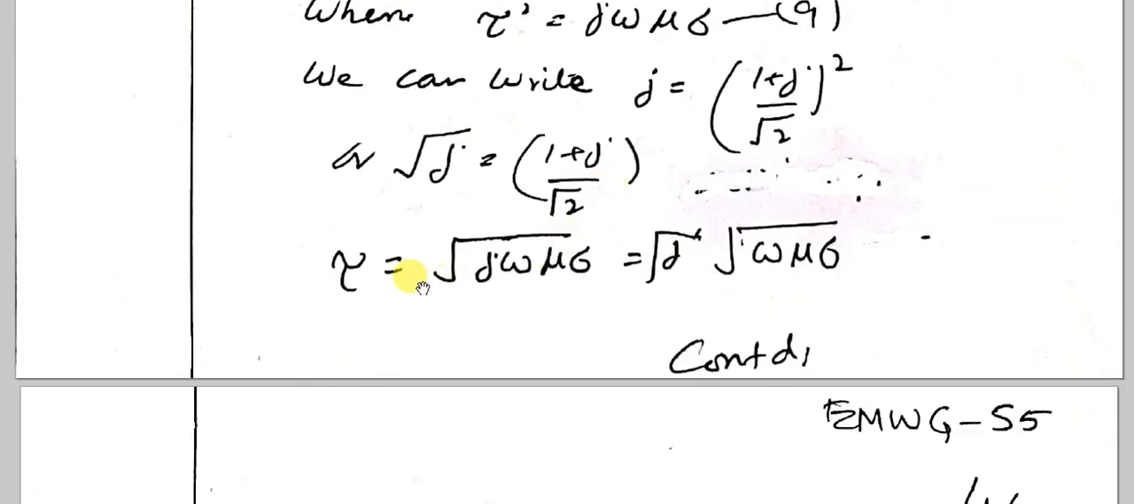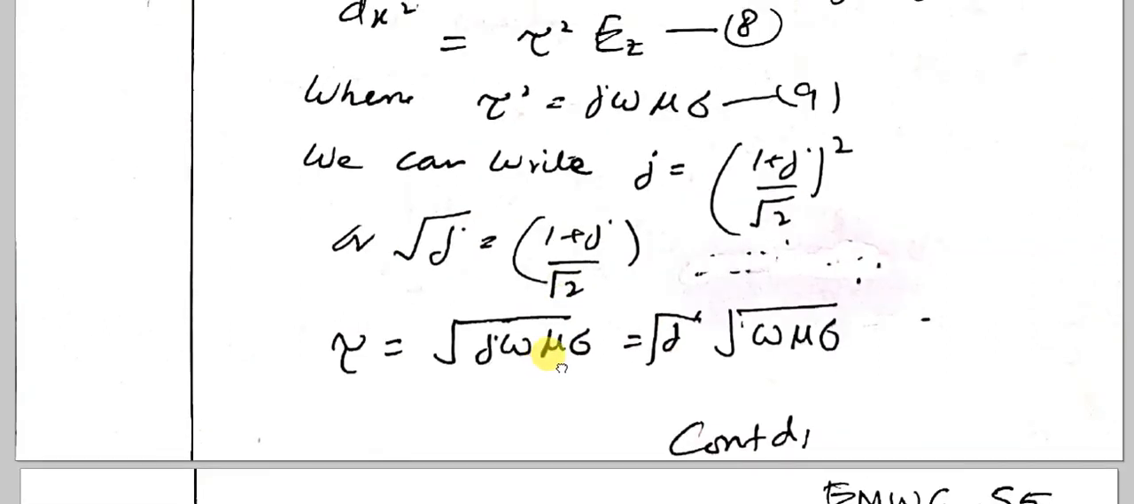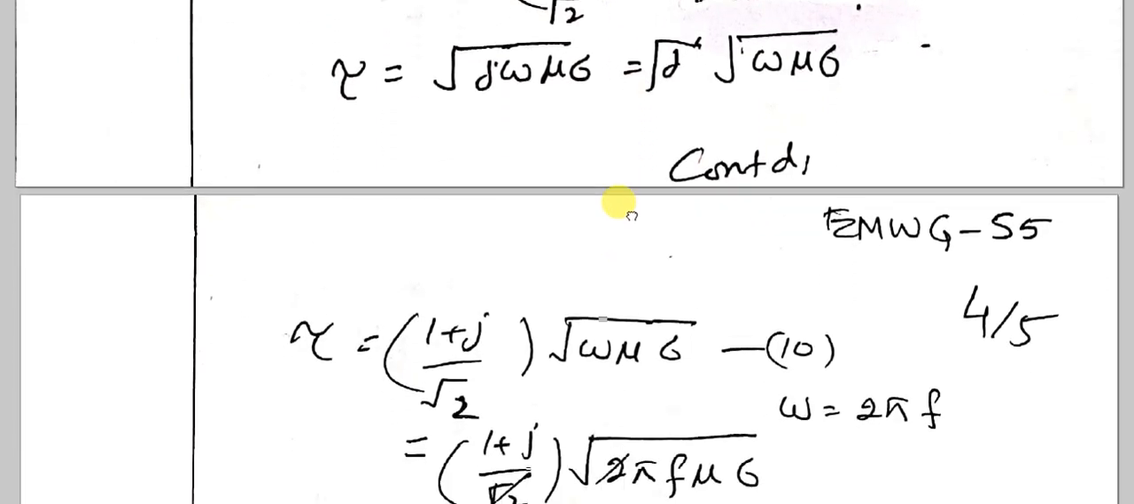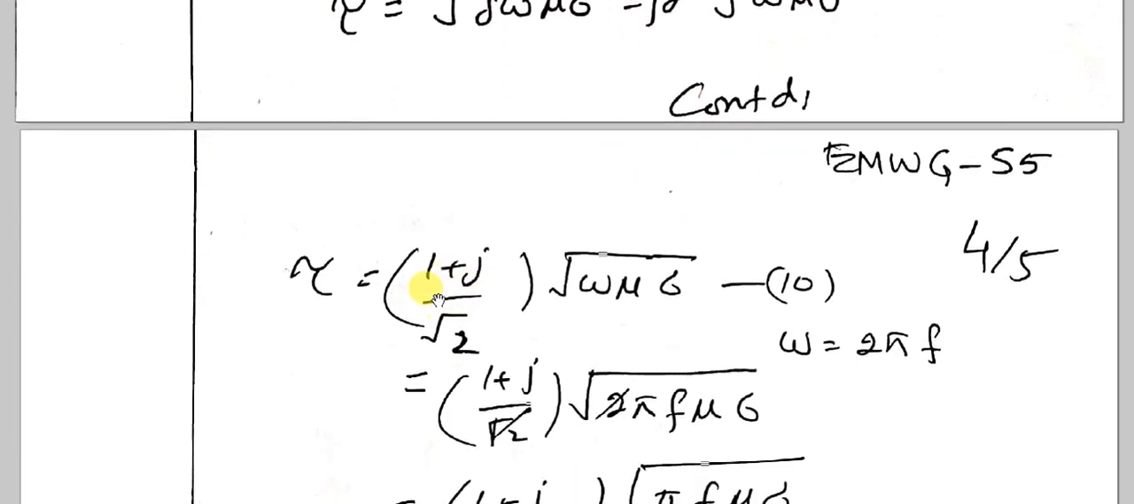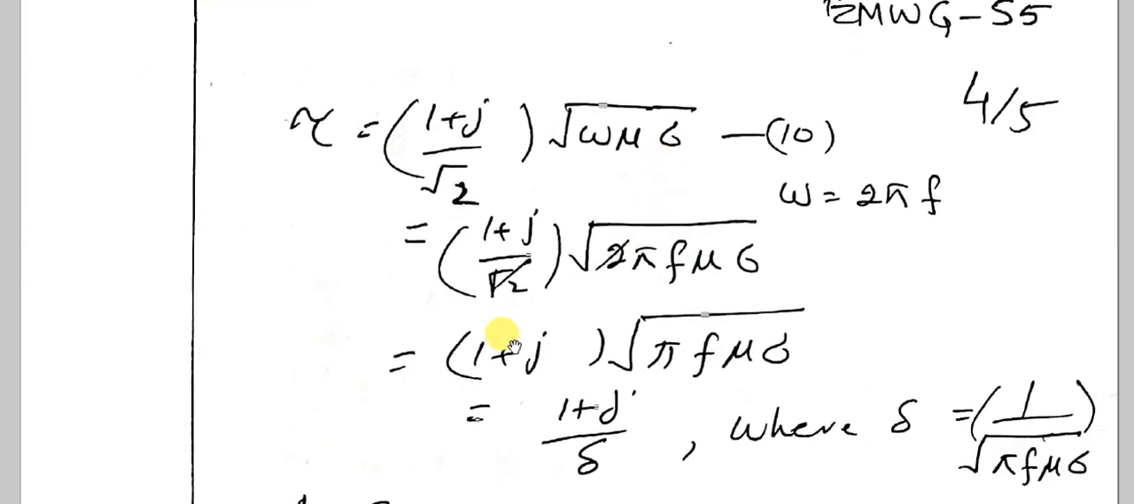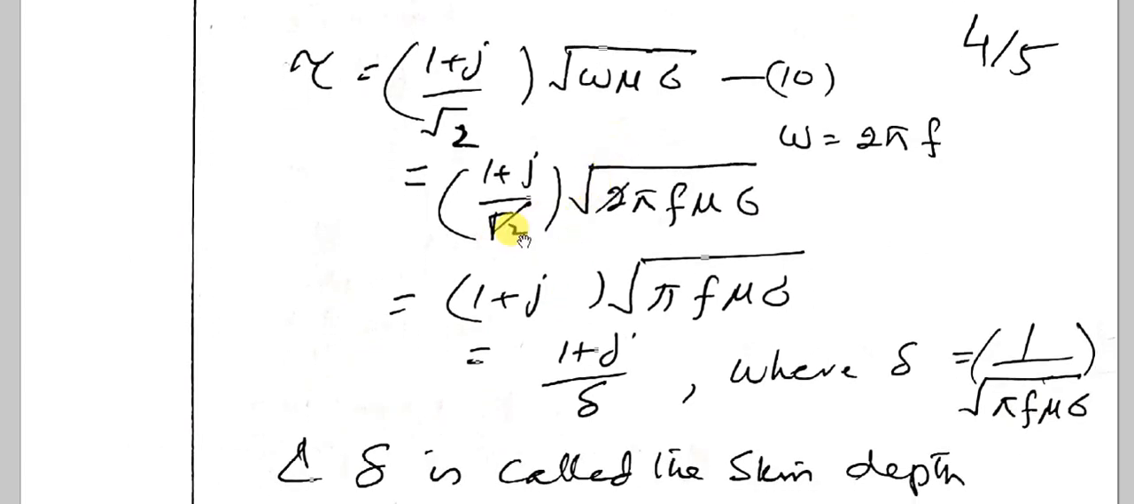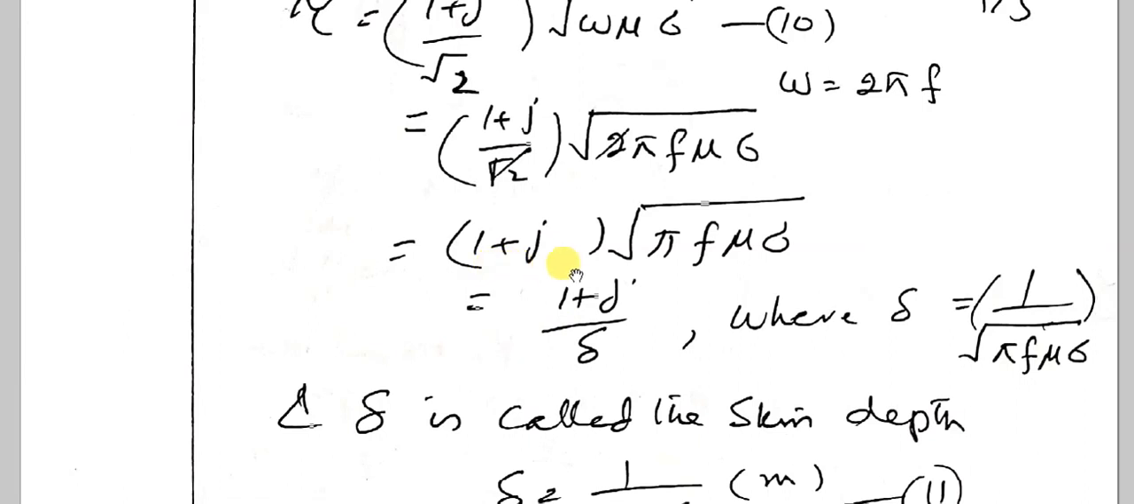So tau can be written with square root of j. We can take that out from that. We are solving for the tau at the moment. Then the j is taken out. We can write instead of square root of j, (1 plus j over square root of 2) into the square root of omega mu sigma. Or we can put omega equal to 2 pi f. The 2 we can cancel out, the square root and another square root cancel out. We are left with 1 plus j into the square root of pi f mu sigma.